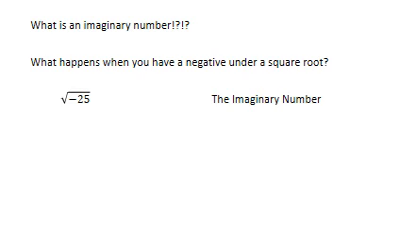Well, here's the question we have to ask ourselves. What happens when you have a negative under a square root? So here's the example. We've got the square root of negative 25. Now, if it was just the square root of 25, that wouldn't be too bad because we know that the square root of 25 is simply 5. Why? Because 5 times 5 is equal to 25.